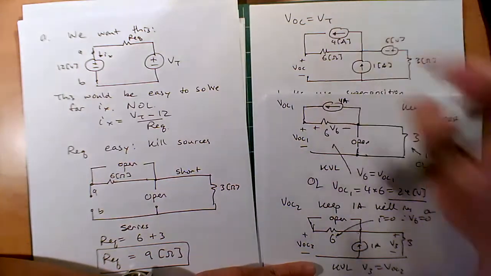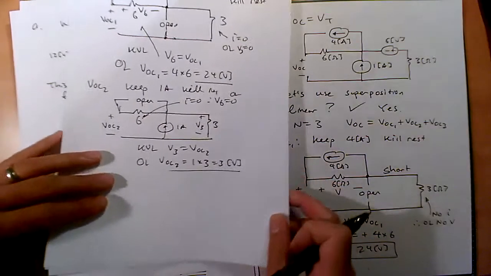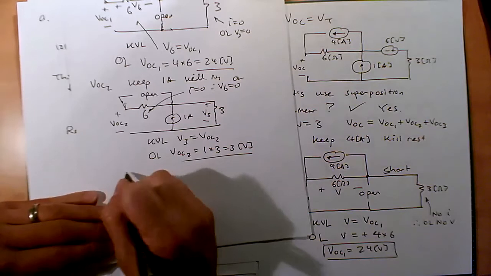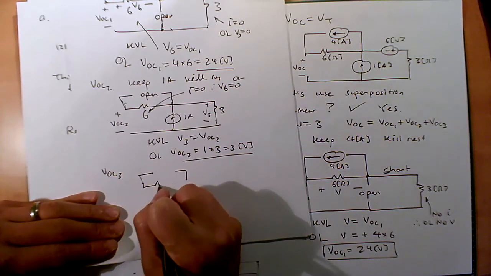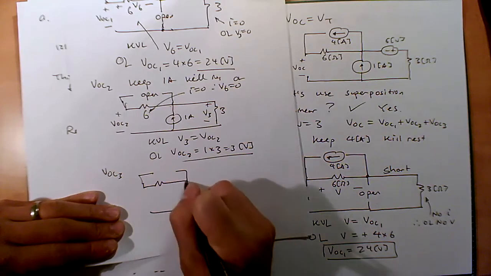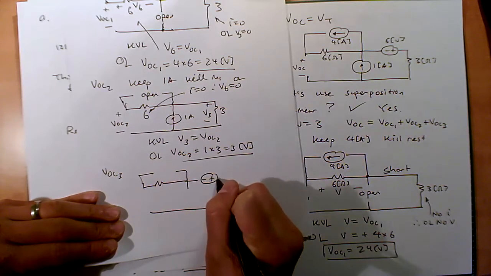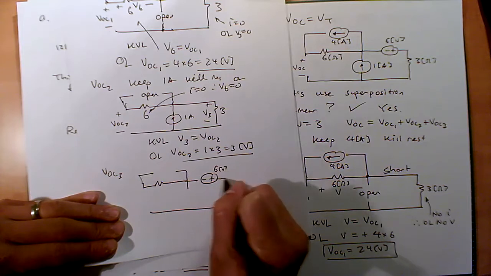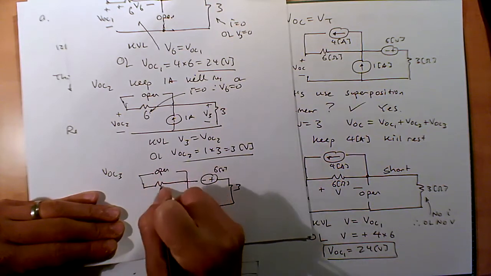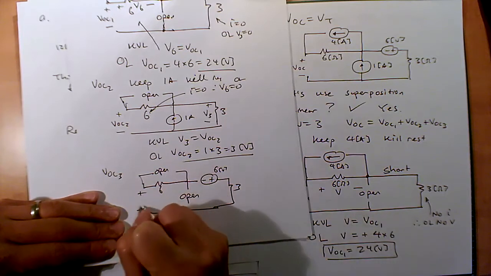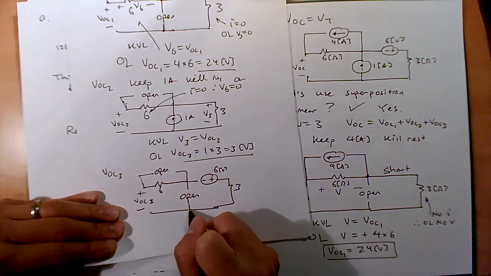Okay, we got one more source left. This one, kill these two. Do I have enough room? I think I might even have enough room. So VOC3, what do we have? Open, 6, open. This is now there. So 6 volts. 3, so this is an open, and this is 6. All right, and this is VOC3.